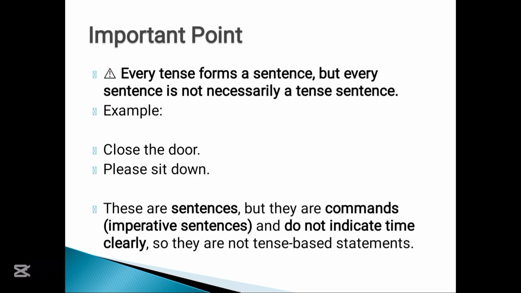Now we're going to move towards a really important point. Dear students, every tense forms a sentence, but every sentence isn't necessarily a tense sentence. Here we have two examples for that. Close the door. Please sit down. These are sentences, but they are commands and don't indicate time clearly, so they are not tense-based statements.